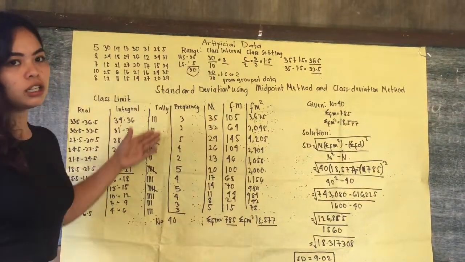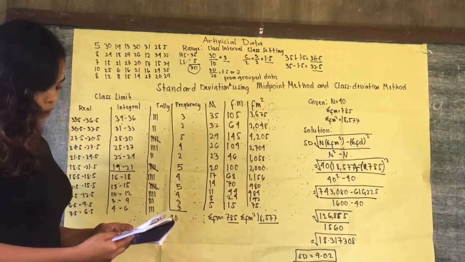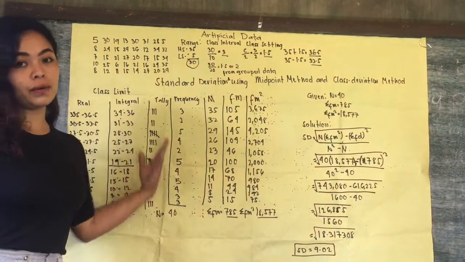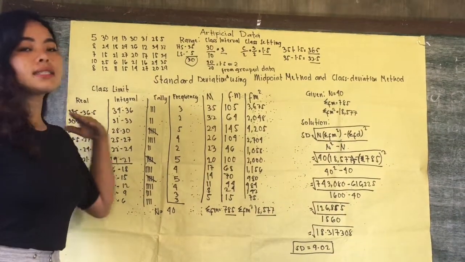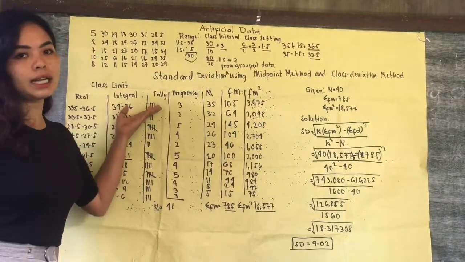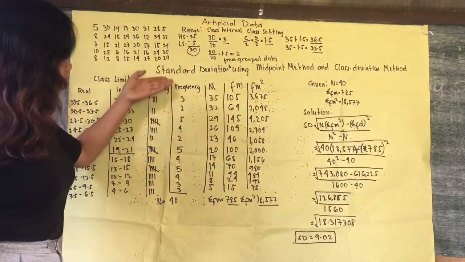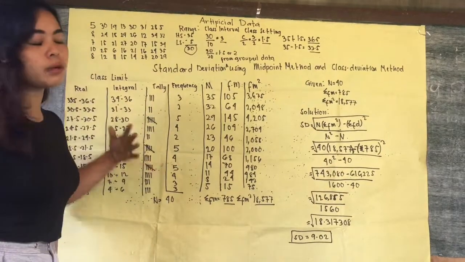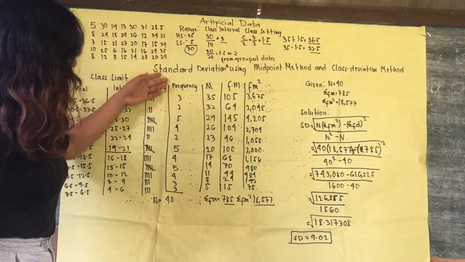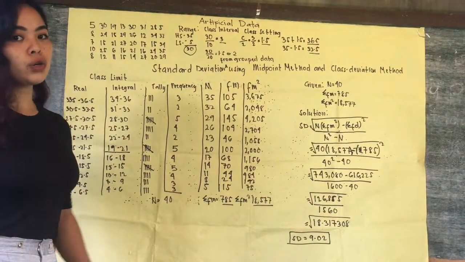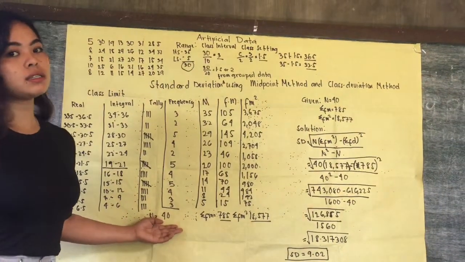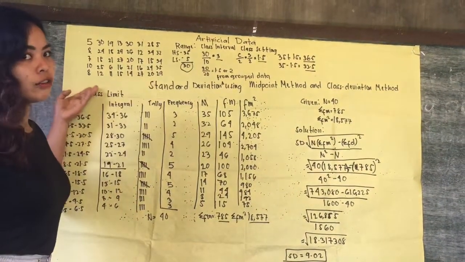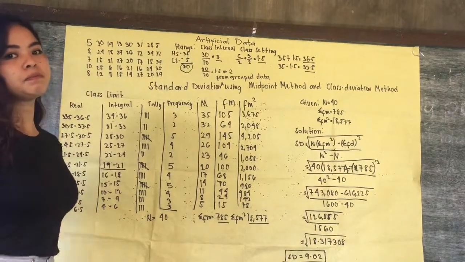So the next column is our frequency. To determine the frequency, simply convert your tally into numerical form. After converting the tally into numerical form, add all these values to make sure that your number of cases is equal to your artificial data.